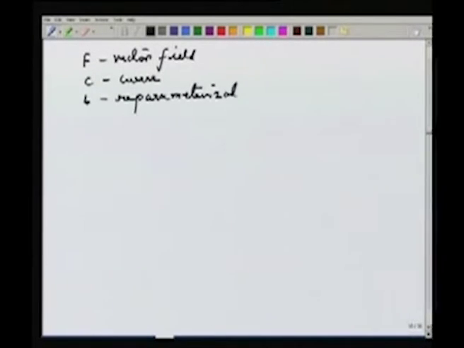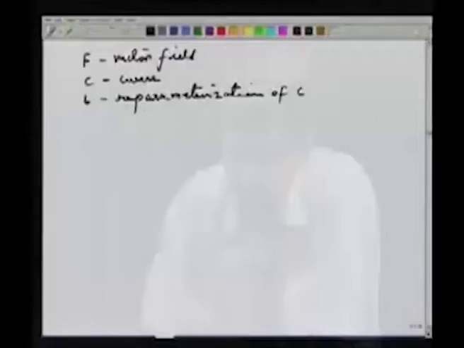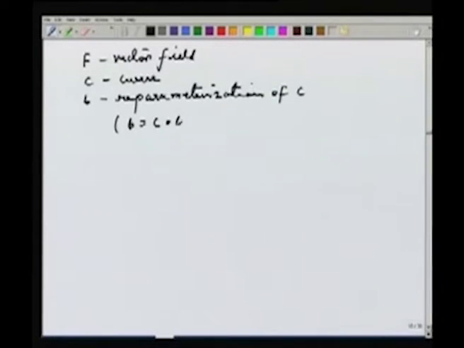Suppose f is a given vector field, C is a given curve, B is another curve which is a reparametrization of C. I have just defined what it means to say that B is a reparametrization of C. That means the parameter spaces are connected by some differentiable function H, that is B equals C composed with H. Then the integral over C of f dot ds is the integral over B of f dot ds, that is, the line integral does not change even if you change the parametrization of the curve.